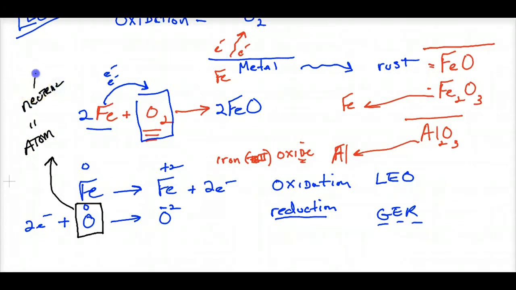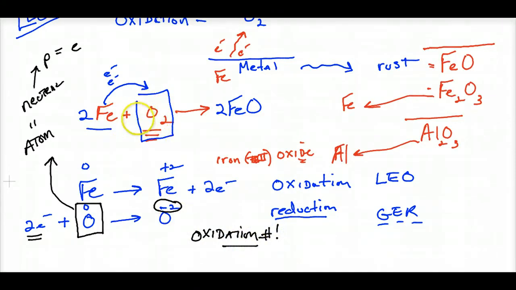Because the protons equal the electrons if it's an atom, it's always electrically neutral. Any standalone atom is electrically neutral. Now, if you're starting at 0, the charge of a neutral atom, and you gain 2 electrons, your charge, or we say the oxidation number, goes down. The term oxidation all started with what oxygen did to other compounds.